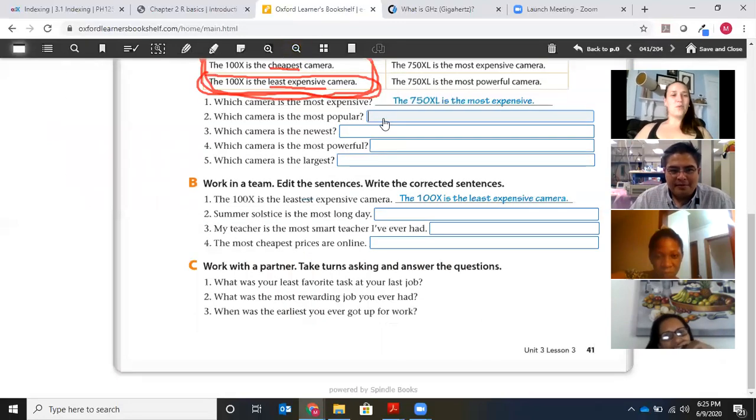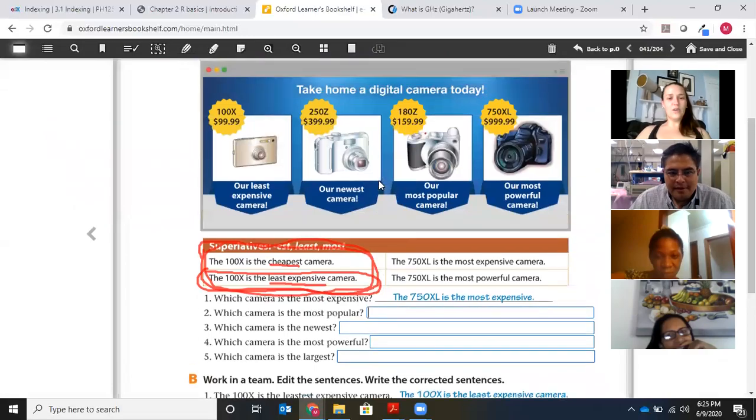Okay. Which camera is the most popular? The 180C. Good. What's the rest of the sentence? Is the most popular camera. Perfect. Is the most popular camera.